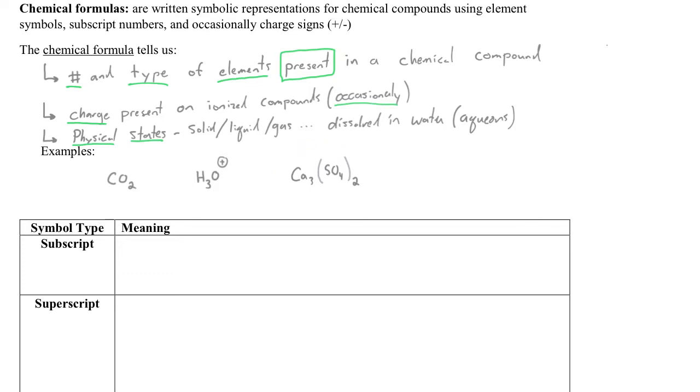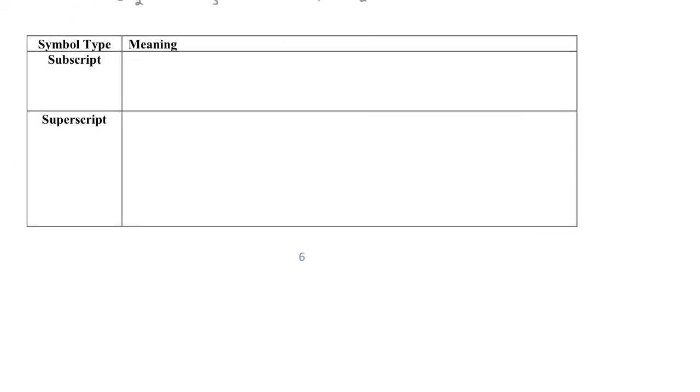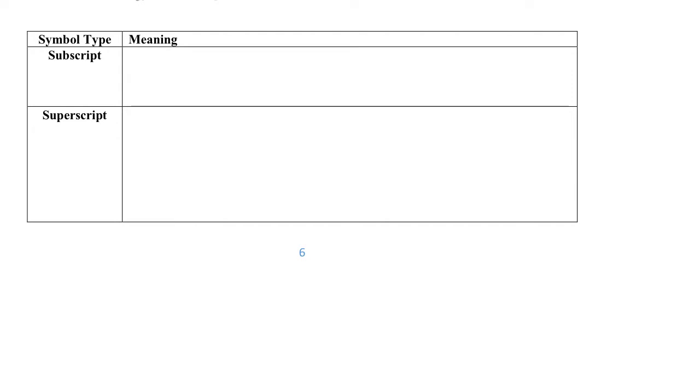Notice here that this formula has parentheses within it. You're going to see shortly why those parentheses are used and learn how to use them yourself when you write out chemical formulas. Let's take a look in detail at these different features within chemical formulas and see how they work. First, let's talk about the meaning of the subscript that we see in chemical formulas.